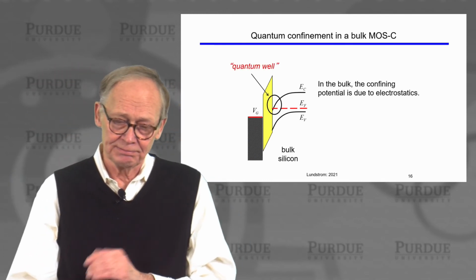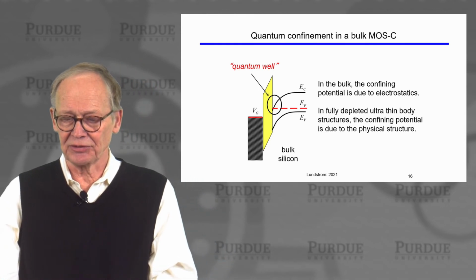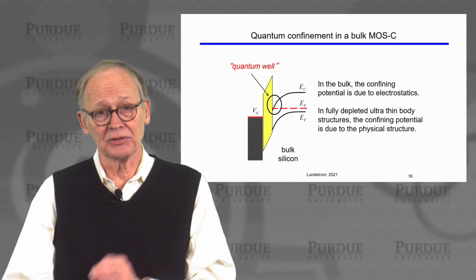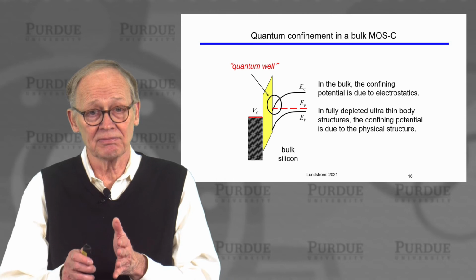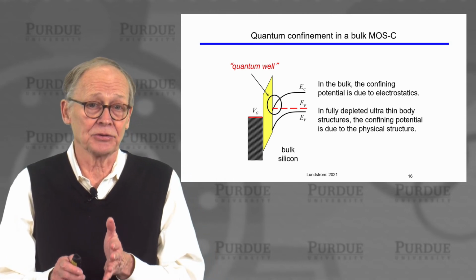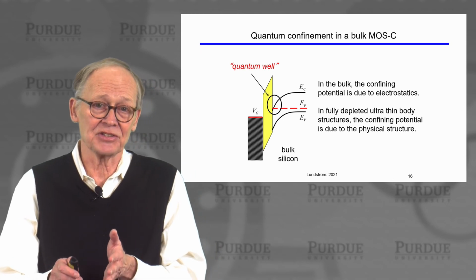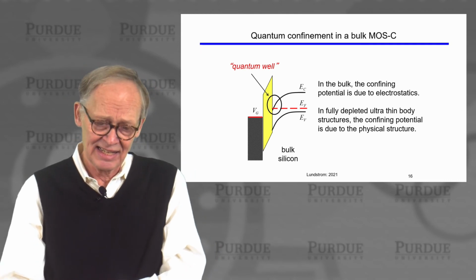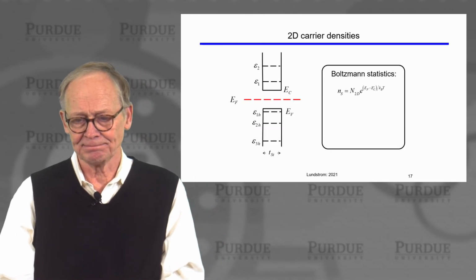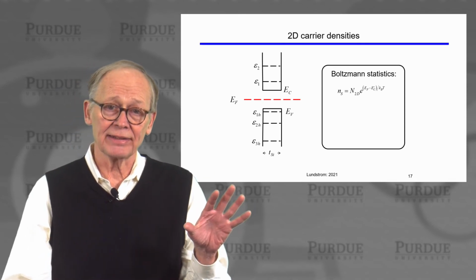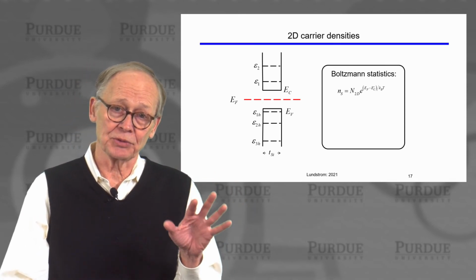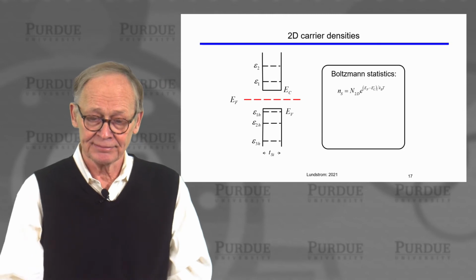Okay, so confinement there is due to electrostatics. In the fully depleted structure, the confinement is due to the thickness of the silicon itself, to the structure itself. And the thickness of the confined layer is not changing as a function of gate voltage as it does in the bulk system. All right, let's take a look at this system and ask what is the charge per square centimeter in this system.